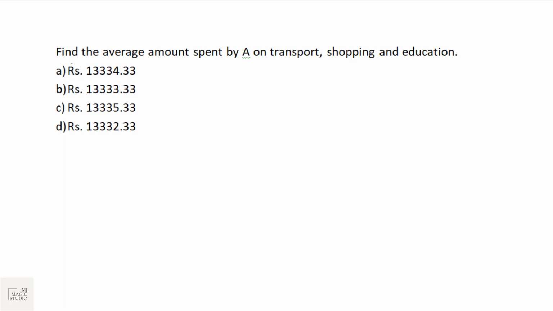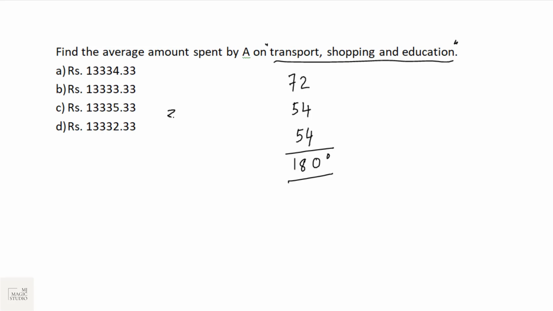Okay, the first question is: find the average amount spent by A on transport, shopping and education. As far as degrees are concerned, transport was 72 degrees, shopping 54 degrees and education was 54 degrees again. So it is 180 degrees. Now out of the total 360 degrees, 180 degrees correspond to these three elements.